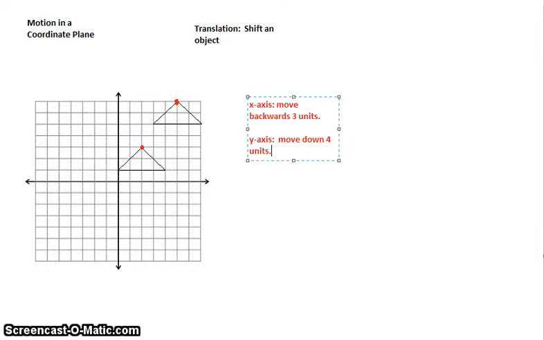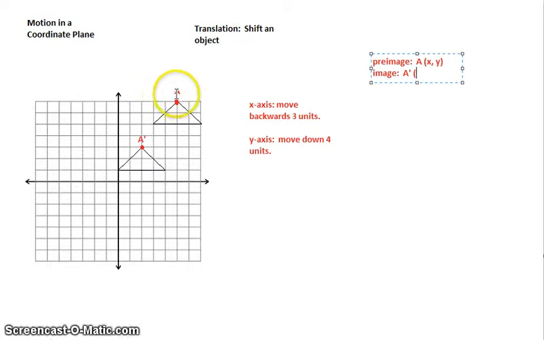Now I'm going to show you what this all looks like in coordinates. So here I have my pre-image. We'll call this point A. So on my pre-image, I'm going to call this point A, and then on my image, if you guys remember, you have to put that apostrophe, so I'm going to call that A apostrophe. And with my pre-image, I'm going to call A just x and y. We're going to keep it general for right now. And then to get to my image, I'm going to put, once again, the A prime, or the A apostrophe. And according to this, in order to get from my pre-image to my image, I had to move the x-axis backwards 3 units.